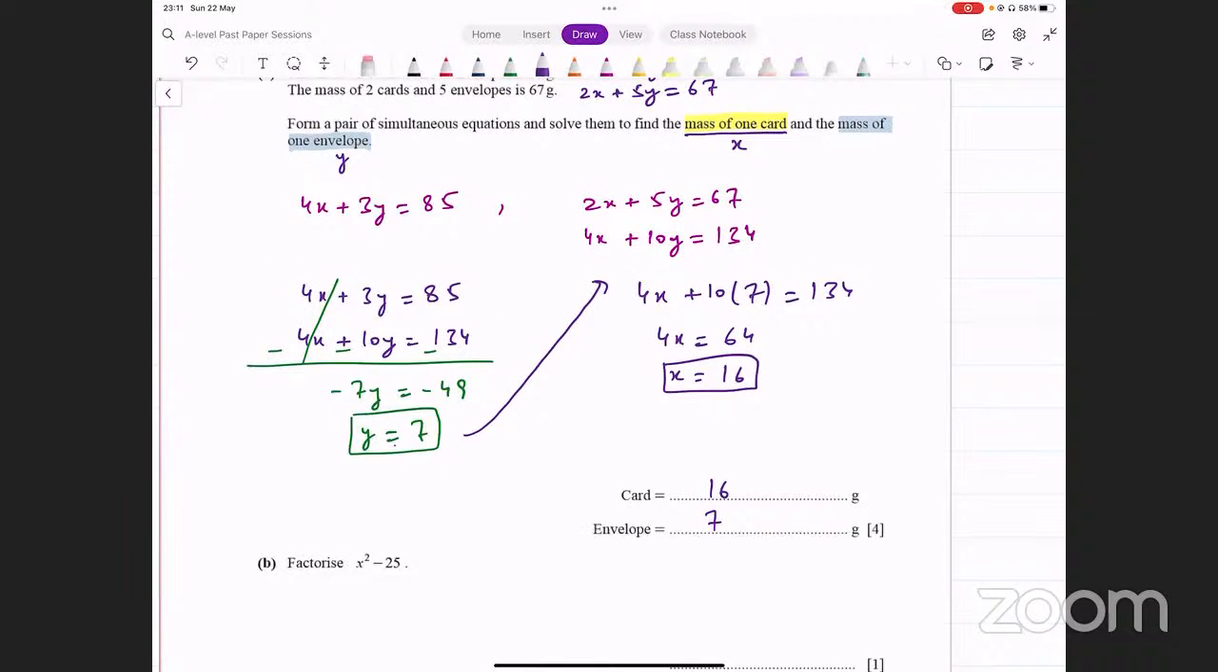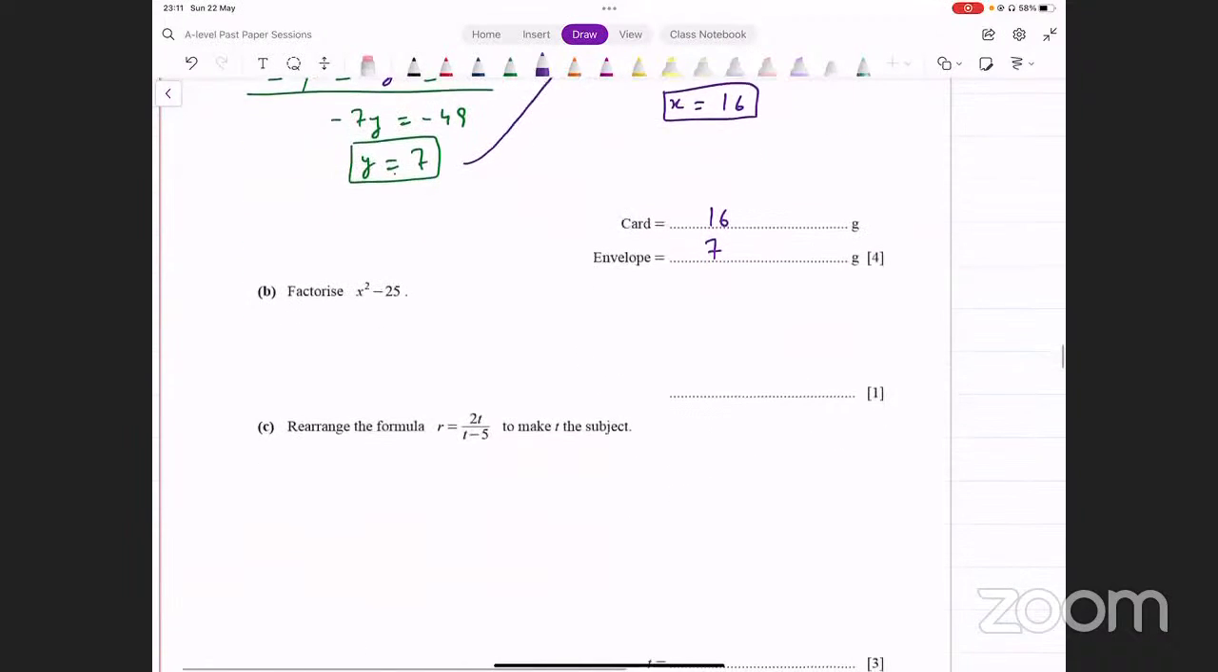Okay, let's move on. It says factorize x square minus 25. That's pretty straightforward. 25 can be written as 5 square, and that gives us x plus 5 into x minus 5. That's our factorized form. ये हमारे पास आ गया.